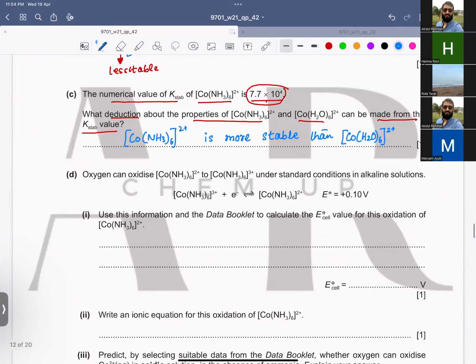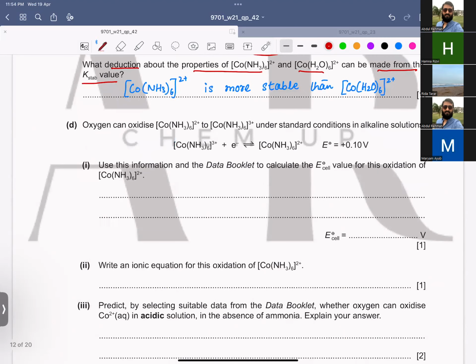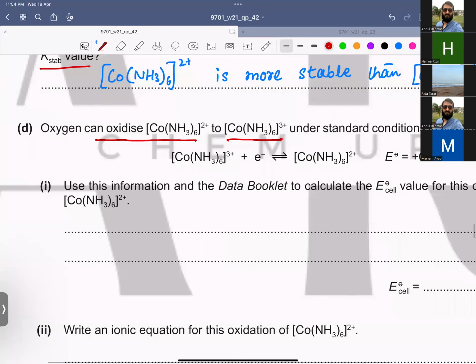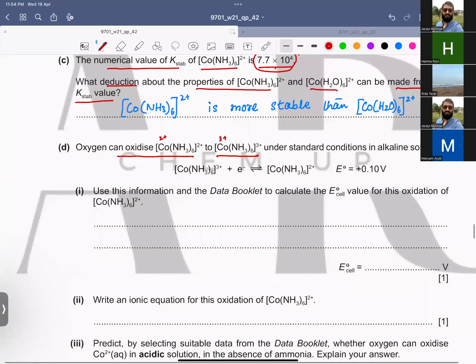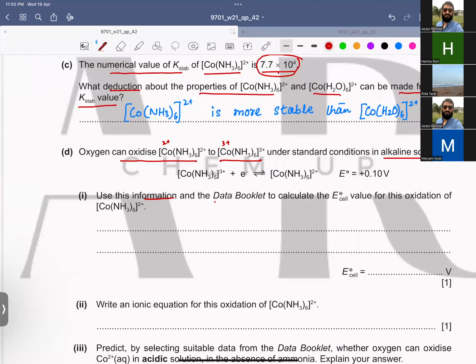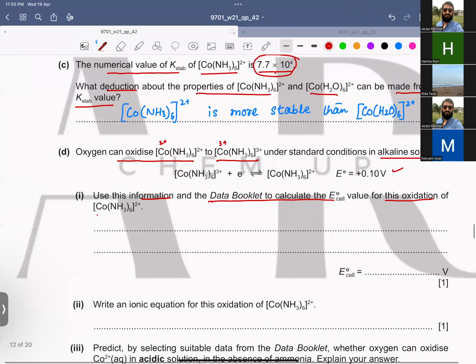Is this clear? Now, next part, oxygen can oxidize this to this. If you look, ammonia is a neutral molecule. So here the cobalt has a 2+ oxidation number and here it has a 3+ oxidation number. So it oxidizes under standard conditions in alkaline solution. Use this information, and the data booklet, to calculate the E naught cell value for this oxidation of Co(NH3)6 2+ ions.